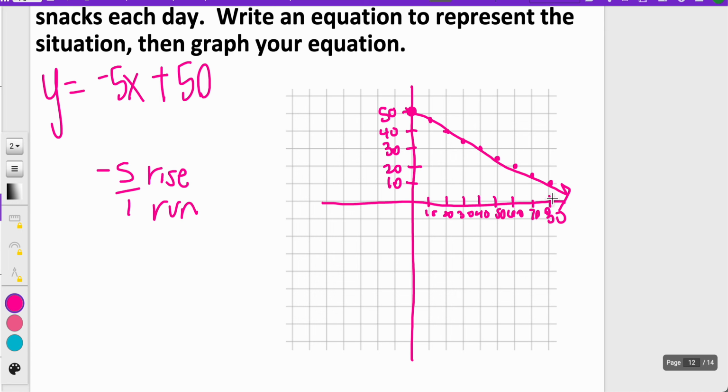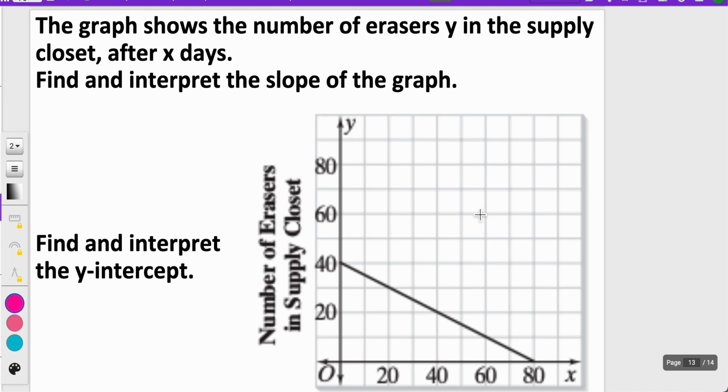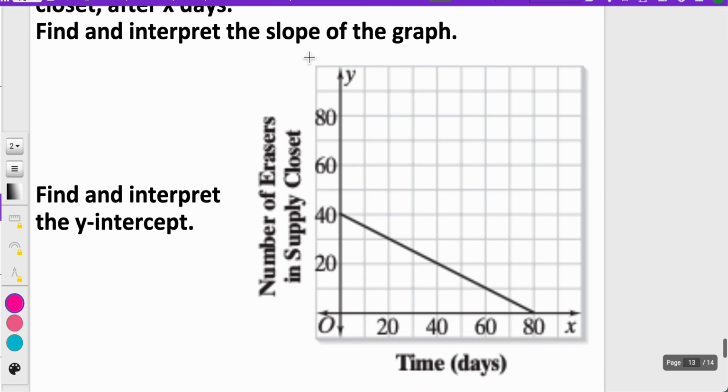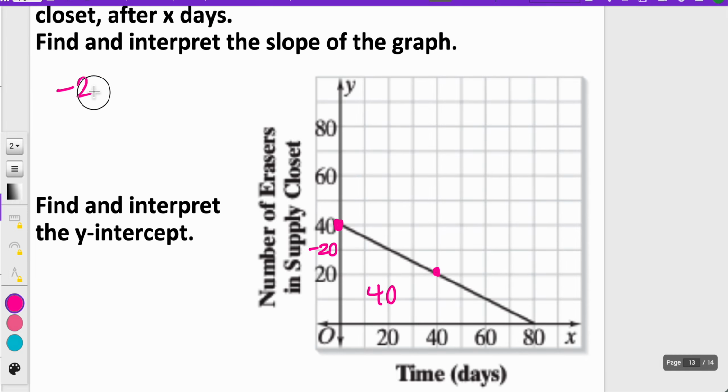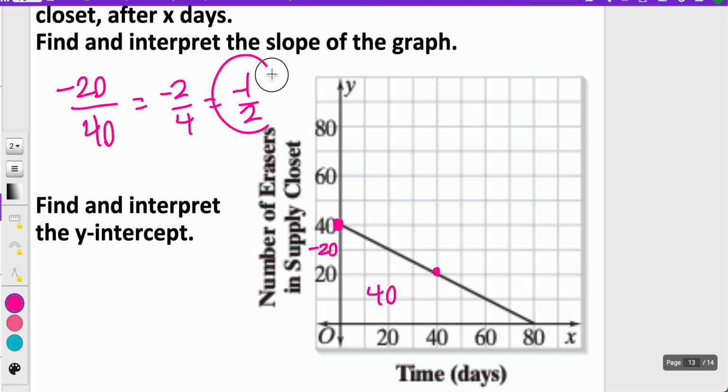Okay? The last one, the graph shows the number of erasers y in the supply closet after x days. Find and interpret the slope of the graph. So we're starting at 40, and to find slope, I just need to find the next clear point, which would be, let's just do this one. So this is down -20, and then over 40. So my slope is -20 over 40, or -2 over 4, or -1/2, okay?